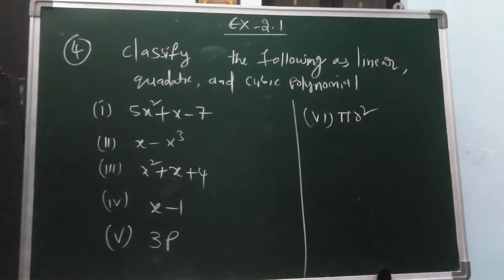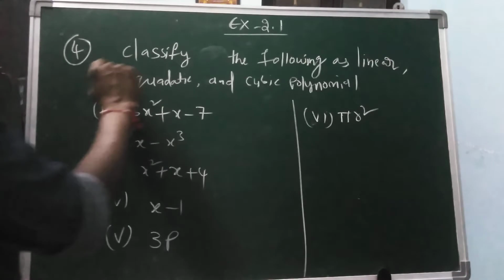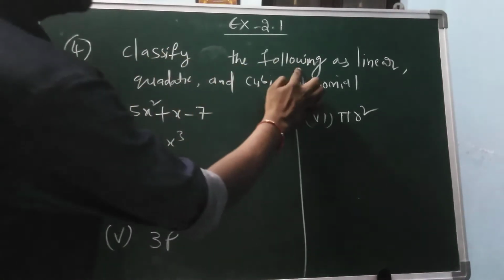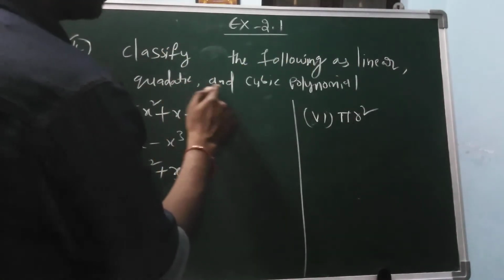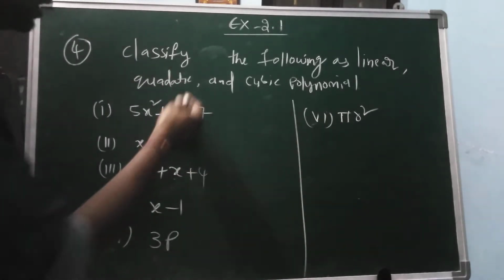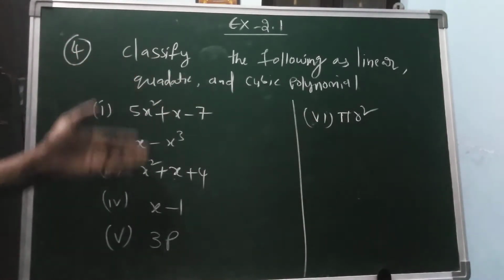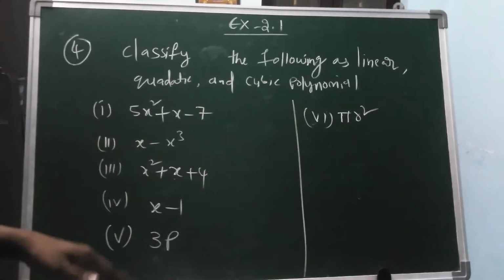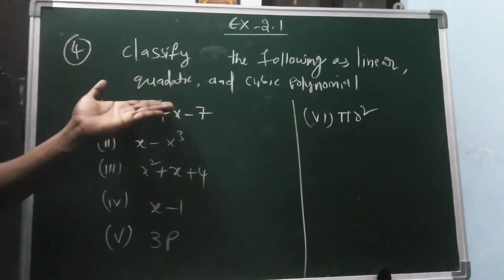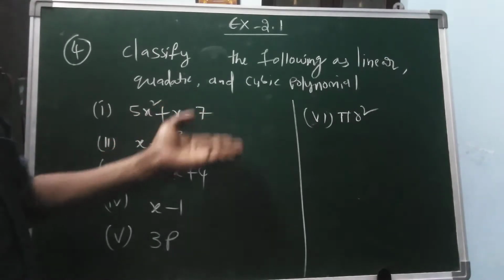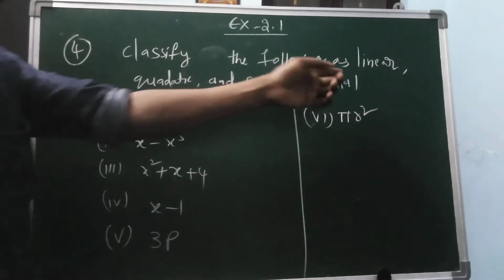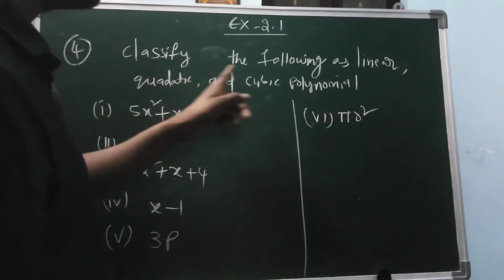Okay, now coming to the fourth bit. In this fourth bit it is asking to classify the following as a linear, quadratic or cubic polynomial. Here the different types of polynomials are given, 6 problems in this section. Tell me which type of polynomial each one is, linear or quadratic or cubic.